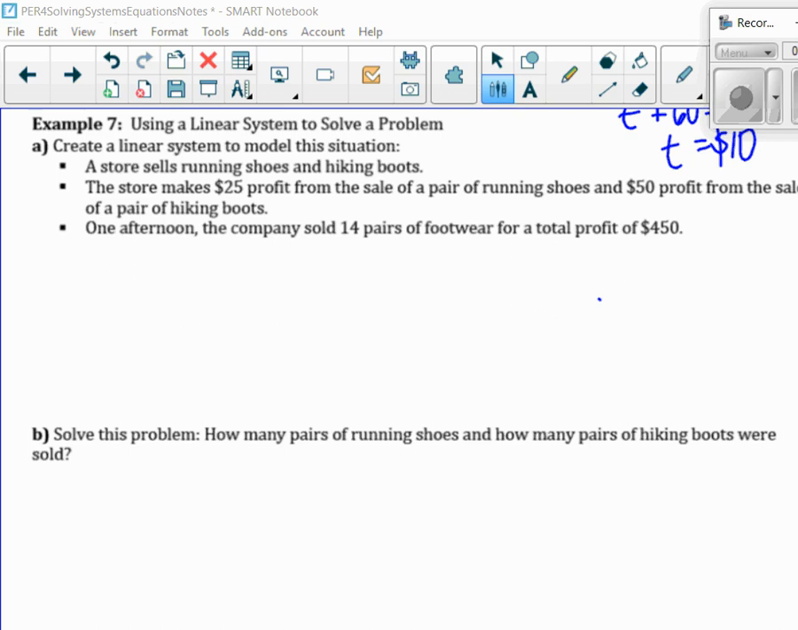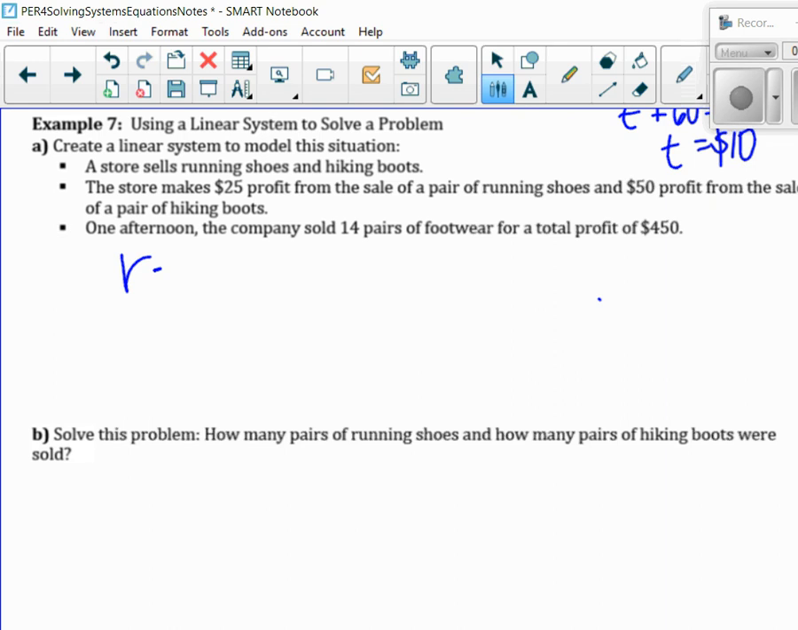Okay, so let's read the question here. A store sells running shoes and hiking boots. The store makes $25 profit from the sale of a pair of running shoes and $50 from the sale of a pair of hiking boots. One afternoon, the company sold 14 pairs of footwear for a total profit of $450. How many pairs of running shoes and how many pairs of hiking boots were there?